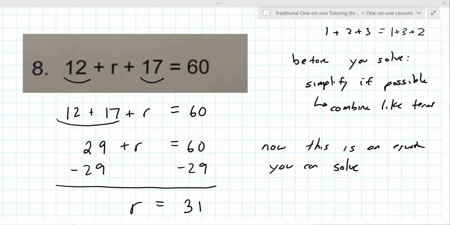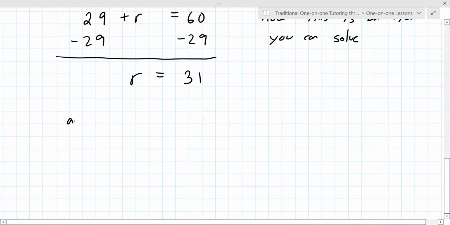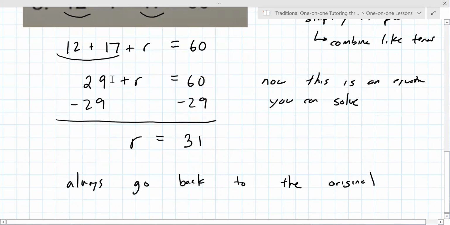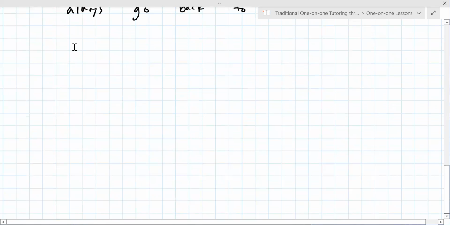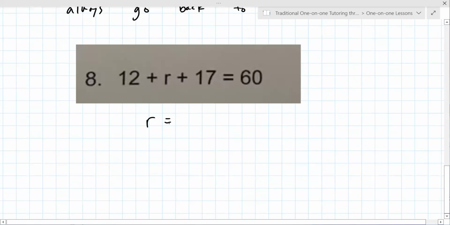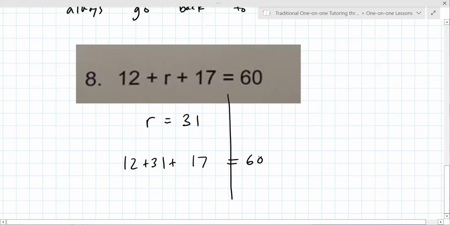So now to check. This is an important thing: you always go back to the original. At some point in the future, we will be doing another problem and I will say, did you check it in the original? And you're going to hopefully say, oh yeah, I did that. So what is the value of r that we found? We found 31. So again, what you do is you replace it. And you're not allowed to manipulate the sides. You're supposed to just work on the left or the right.